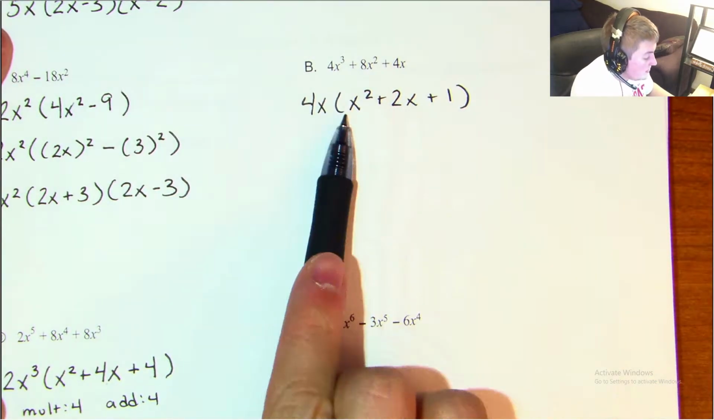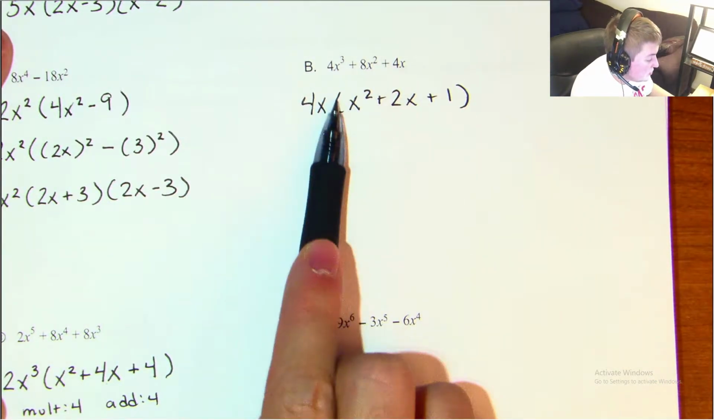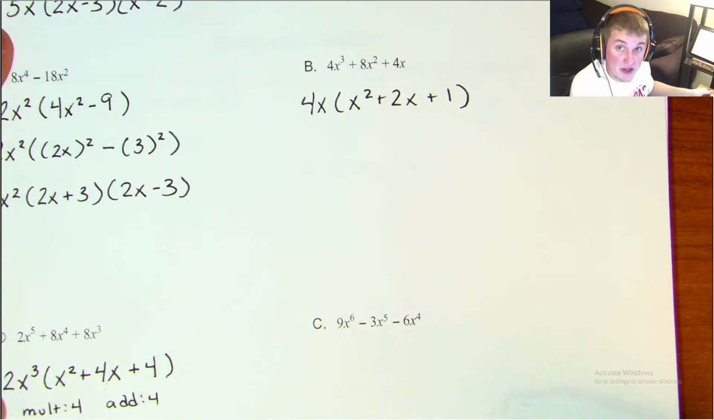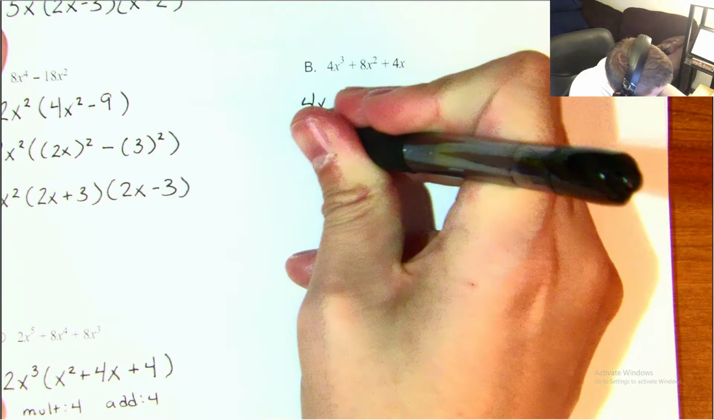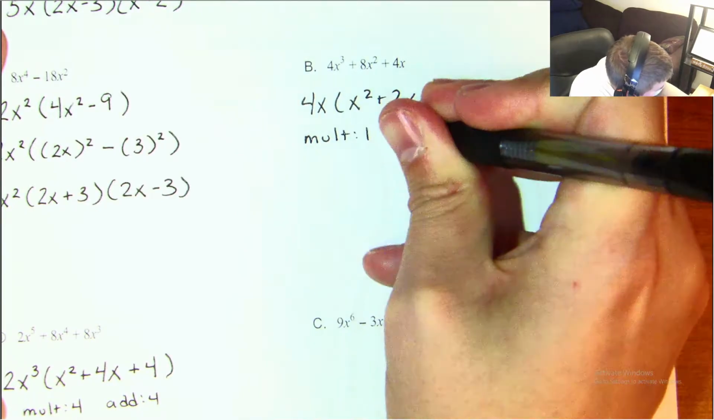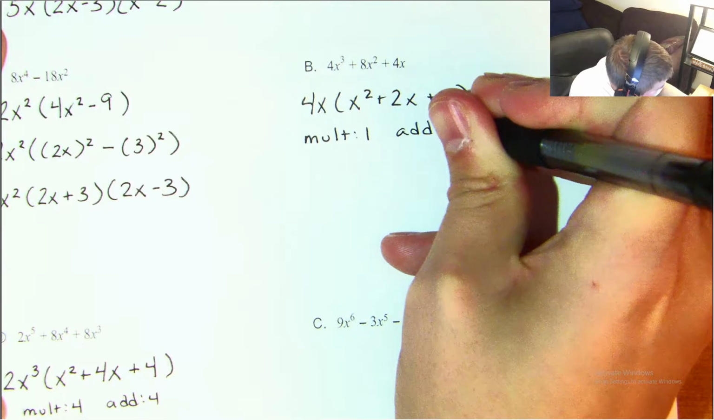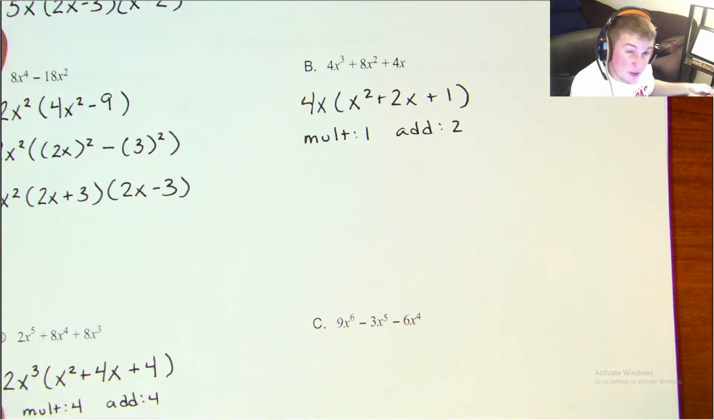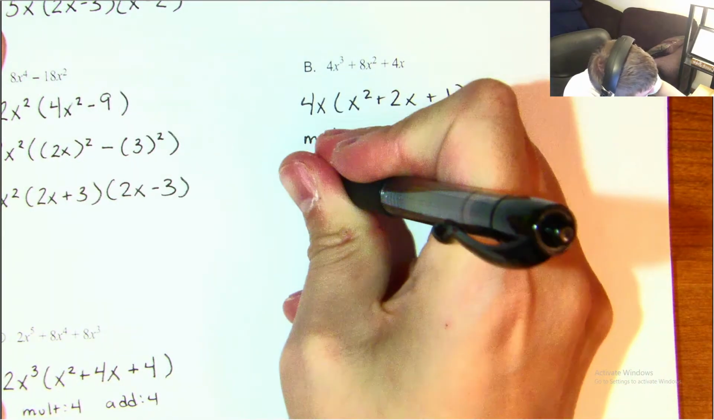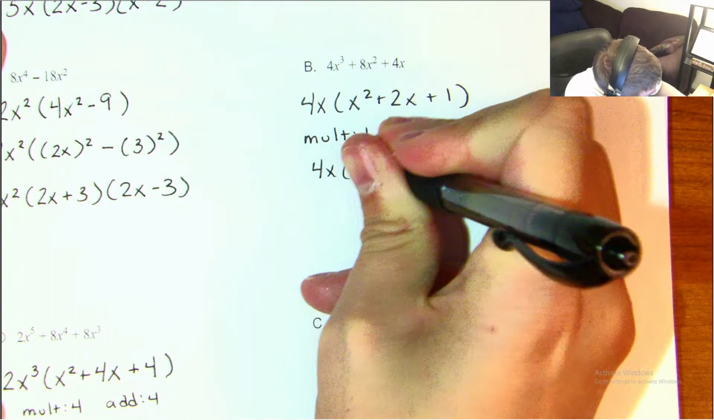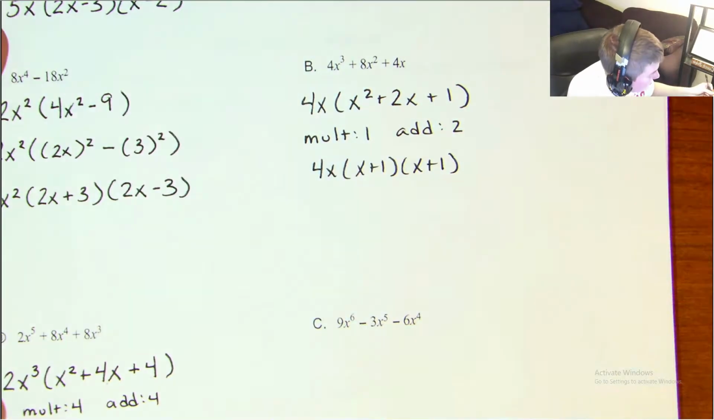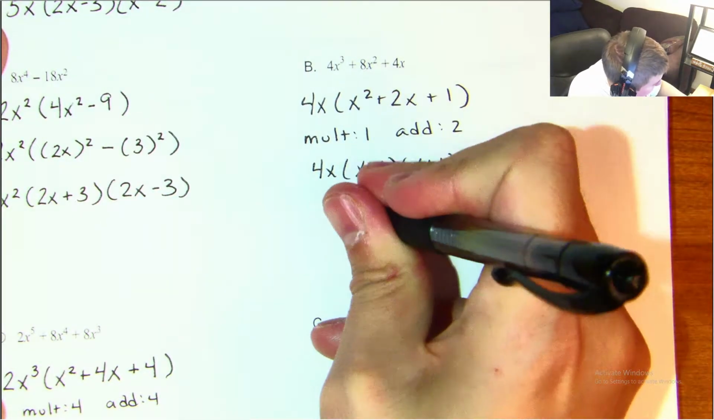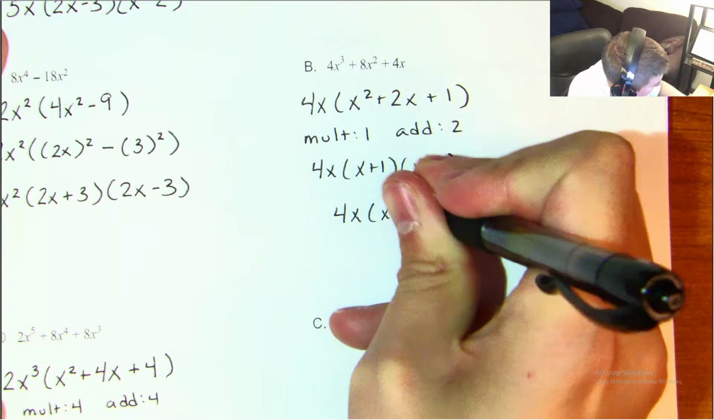Okay, I have 3 terms, and my a value is 1. That's telling me to use the multiply to c, add to b method. So I'm looking for numbers that multiply to 1, but add to 2. Hopefully you've identified those numbers as positive 1 and positive 1. So this factors into x plus 1 times x plus 1. I have repeated factors, so then this can factor into 4x times x plus 1 squared.